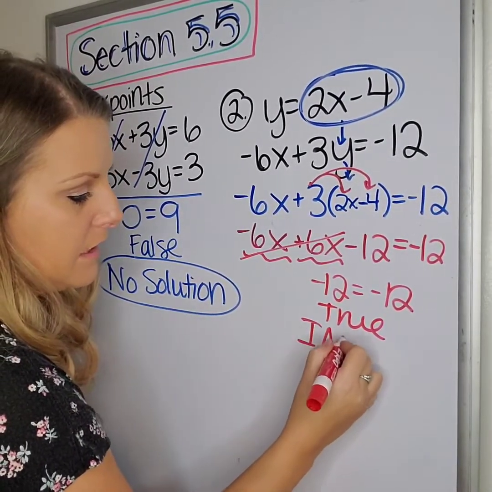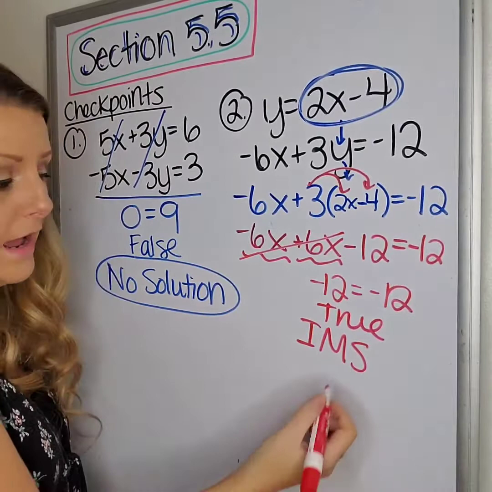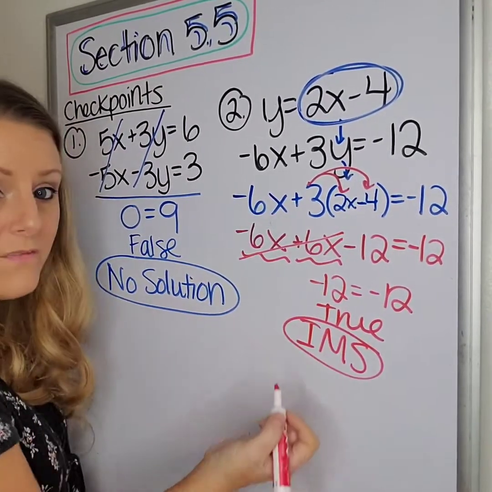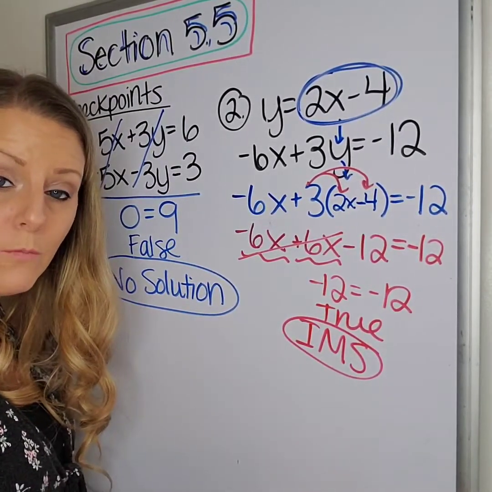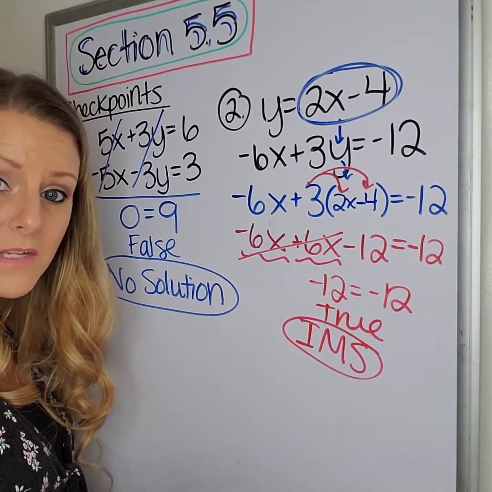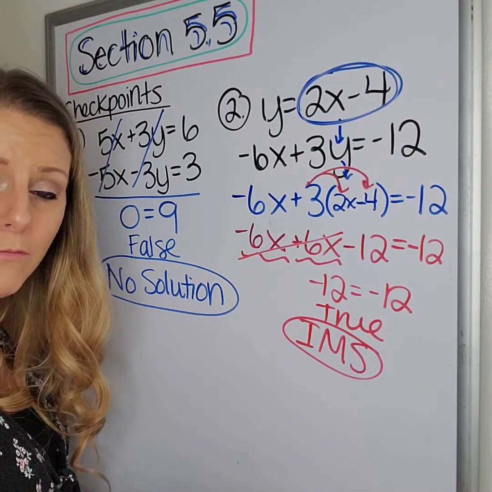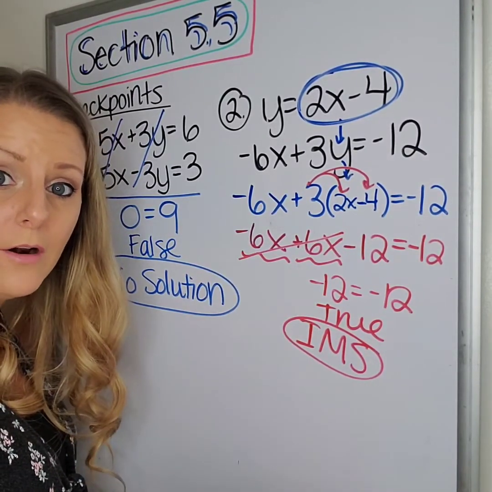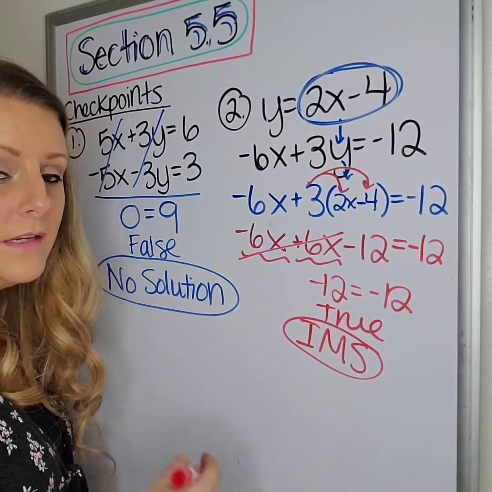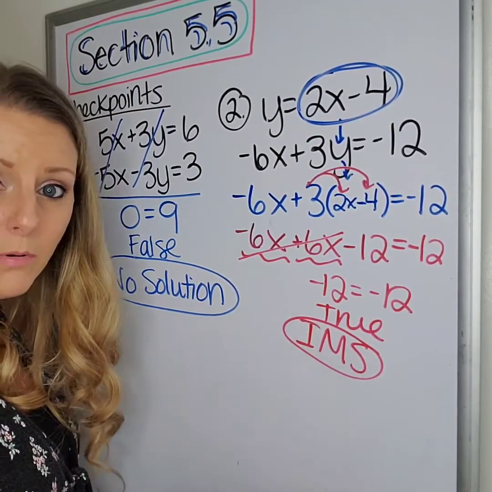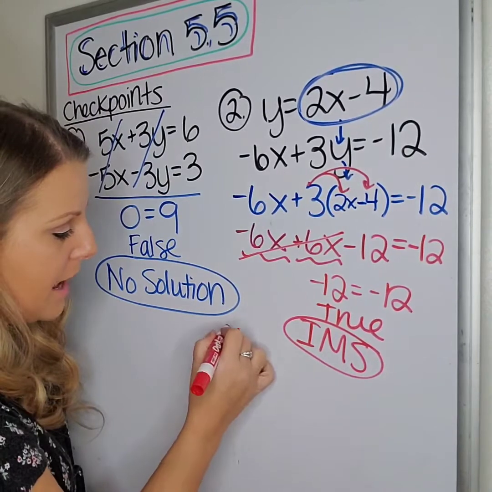It's infinitely many solutions. And you can write IMS, or if it's a multiple choice question, which it probably will be on the test, it's going to automatically have it written out for you. You're just going to have to choose which letter it is. So if it says D, infinitely many solutions, you just bubble in a D.